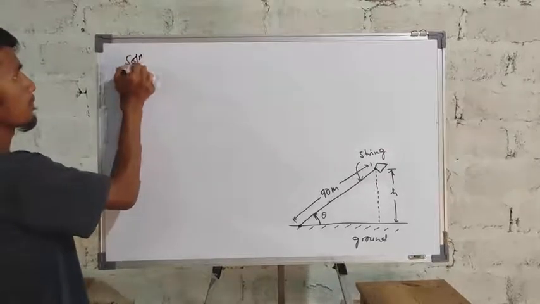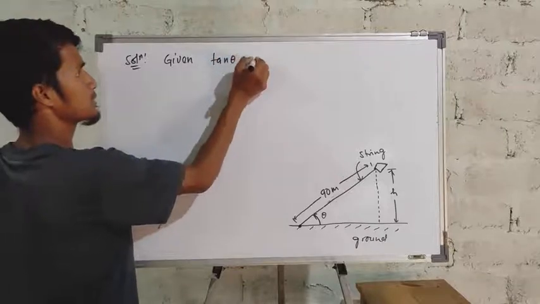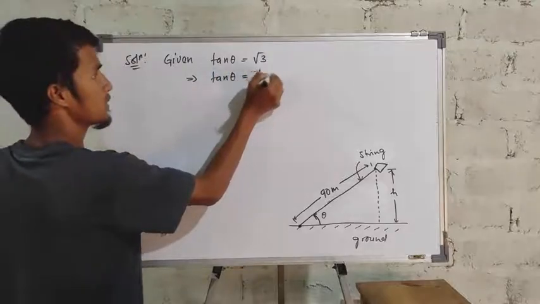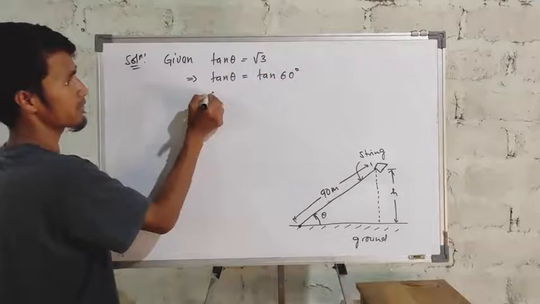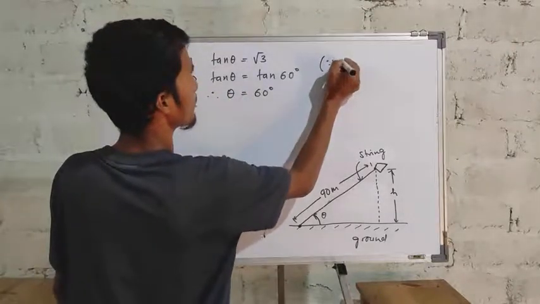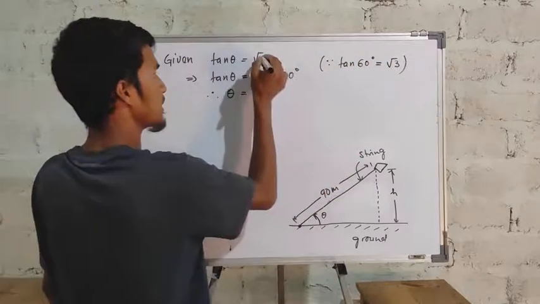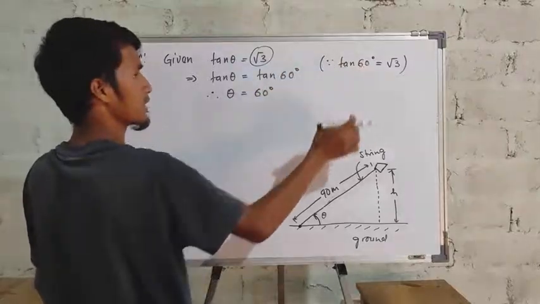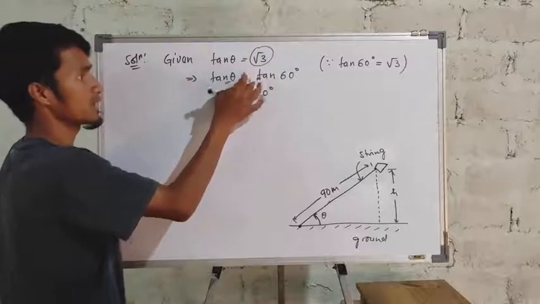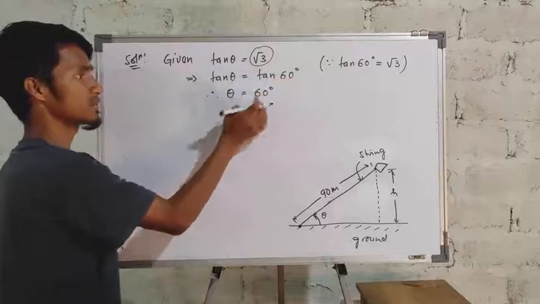Solution. Given tan theta is equal to root 3, and tan 60 degree is equal to root 3, and therefore theta is equal to 60 degree, since tan 60 is equal to root 3. Now in place of this root 3, I replace it with tan 60. Here tan and tan can be cancelled, or we can equate the angle, because theta is the angle and 60 degree also is the angle. Then we have theta is equal to 60 degree.